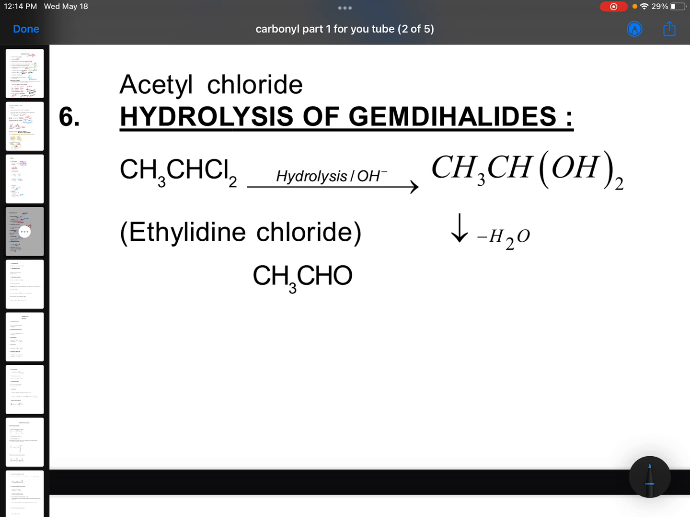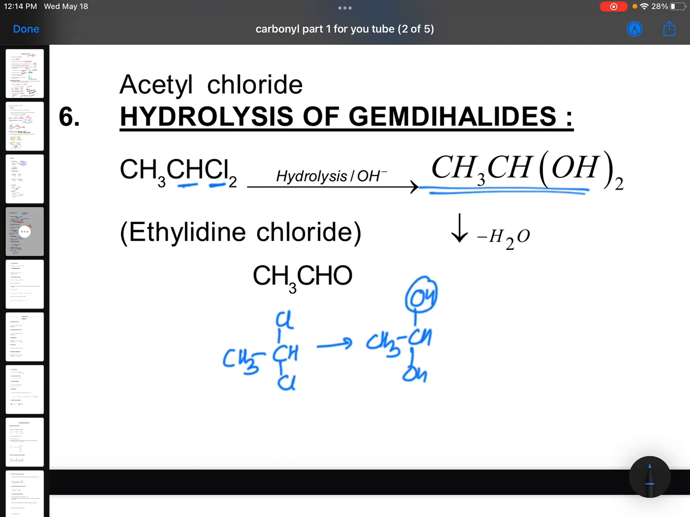Then hydrolysis of gem dihalides. Gem dihalides means one carbon is holding two halogens, CH3CHCl2. When you go for hydrolysis, it gives you CH3CH(OH)2. One carbon with two OH groups is unstable. So from this one, a water molecule is lost and you get CH3CHO. Aldehyde is formed. If you remove water from the two OH groups, you get aldehydes. So geminal dihalides can be used for the preparation of aldehydes and ketones.